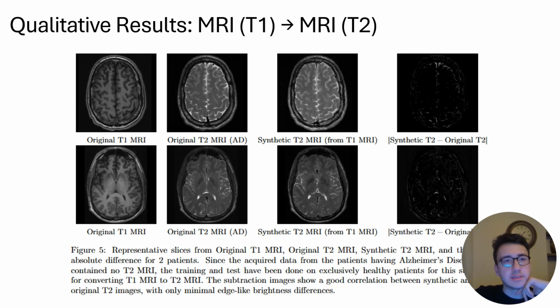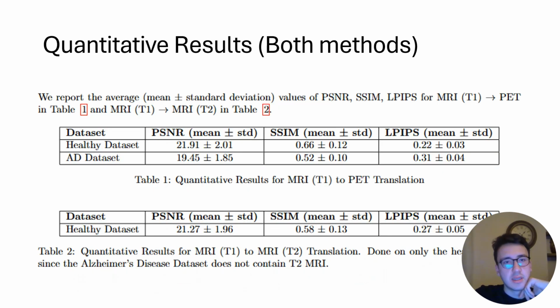And these are the qualitative results for T1 to T2, and as you can see, the subtraction images almost show nothing but small edge-like details, which means we have managed to generate very good replicas.